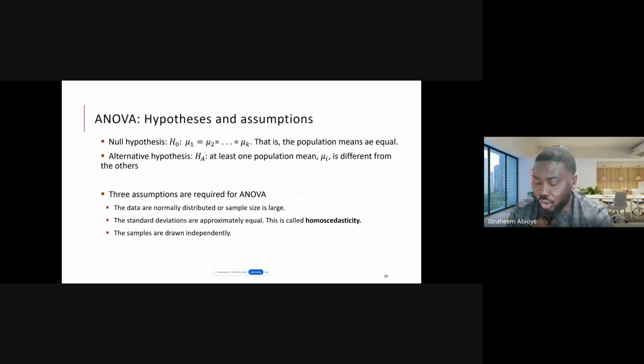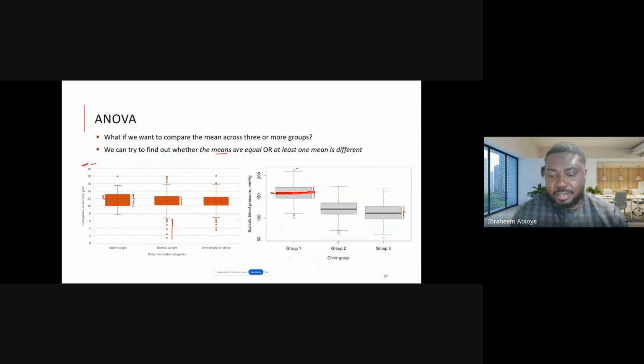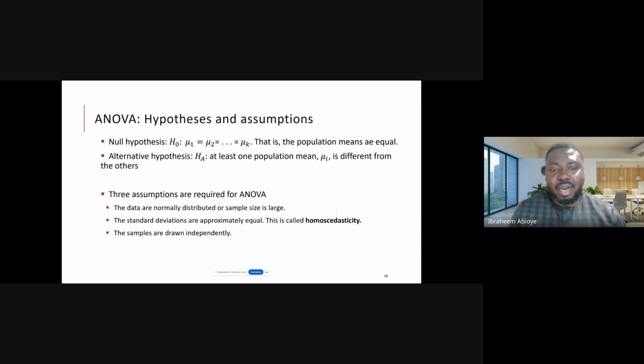All right, so in ANOVA, what we're trying to do is compare the means. If you have a distribution where there are three groups like this, and there are three means, and you want to see whether these means are meaningfully different from each other, then you use ANOVA, where there are three or more means.